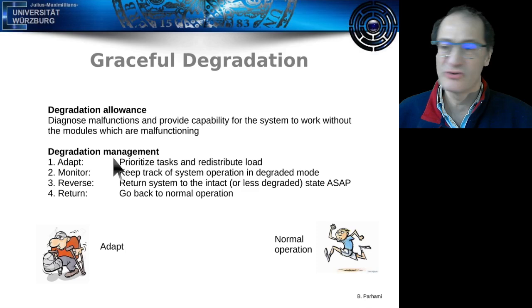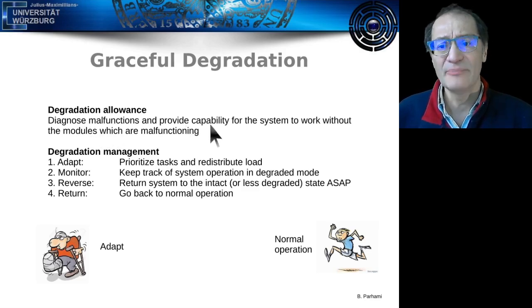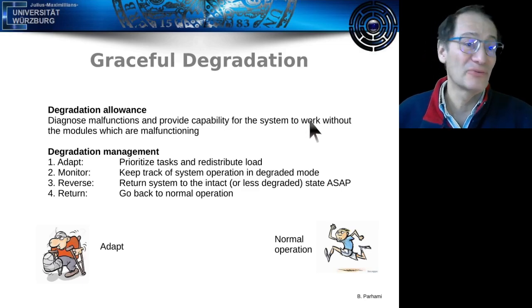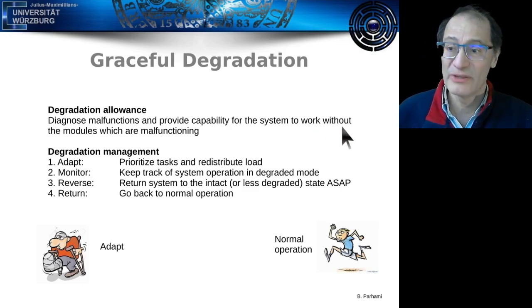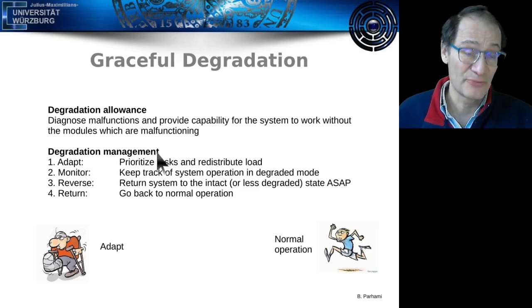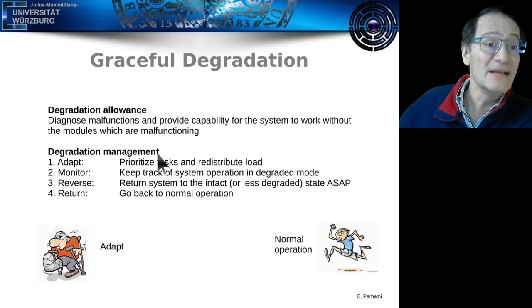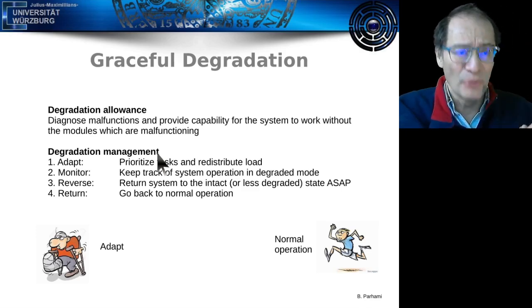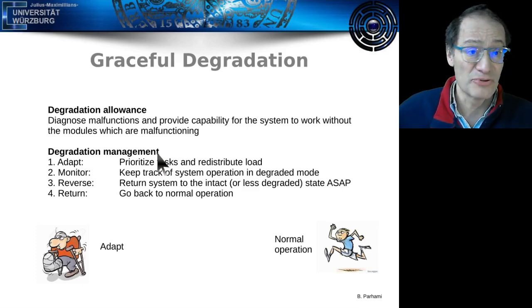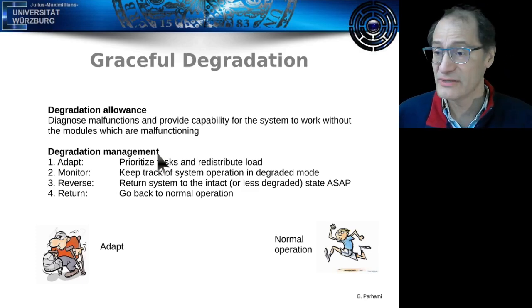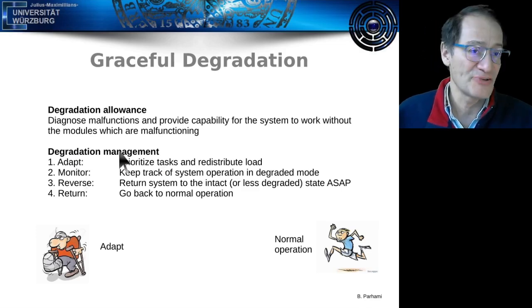Okay, how does it work? The first thing you have to do is to make a diagnosis, to know what is not going right. So diagnose the malfunction of the system and provide the capability to the system to work without the modules which are malfunctioning, which have failed. So this diagnosis says this module has failed, and the system should know how to continue working without these modules, or even better, to substitute these modules. Okay, this is the degradation management.